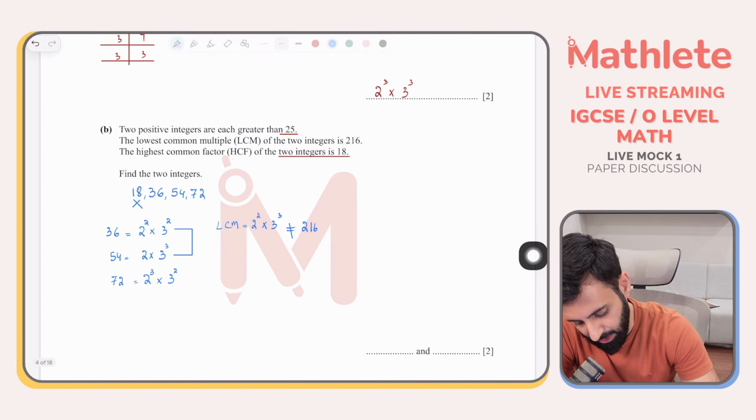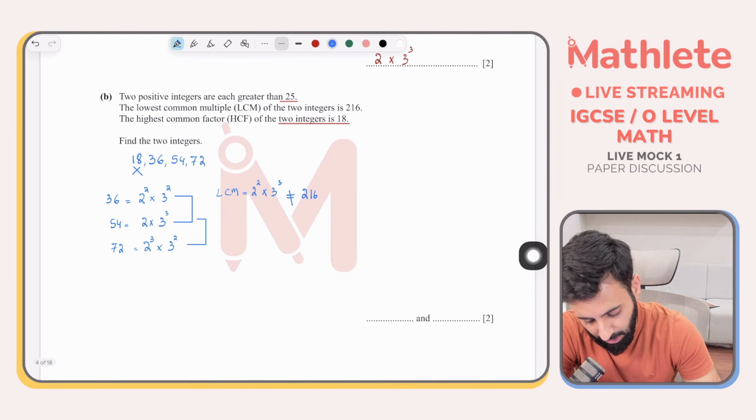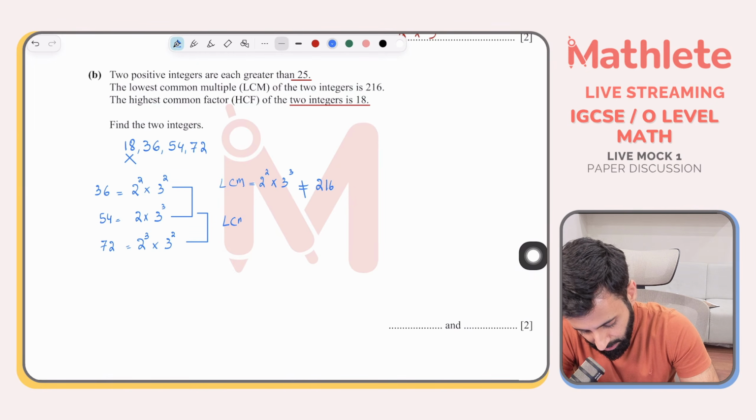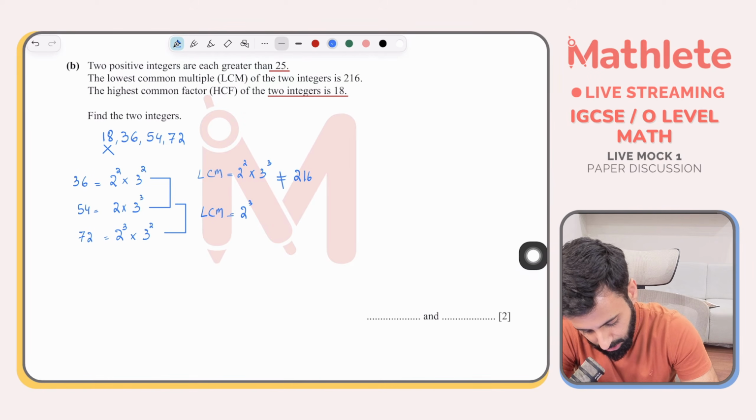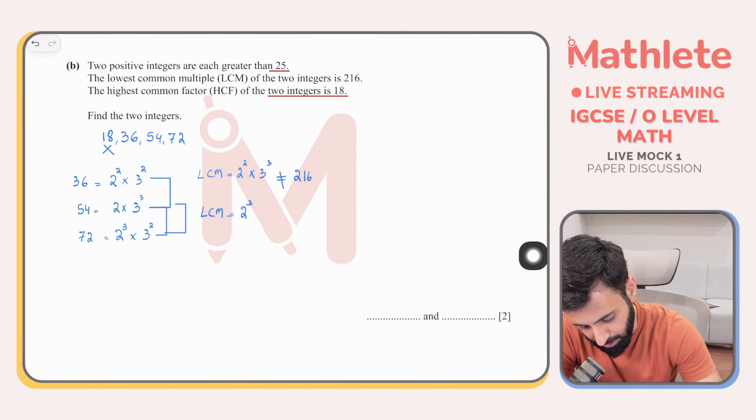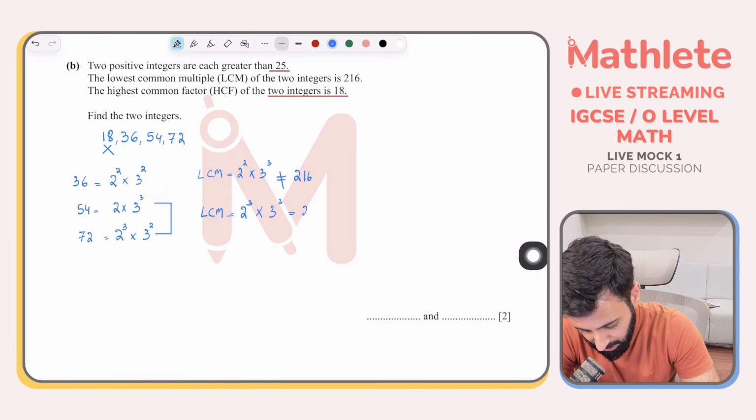Okay. Let's try these two numbers. Let's try 54 and 72. Let's take their LCM. If I take their LCM, we have 2 and 2 cube. Who wins? 2 cube wins. Then we have 3 cube and 3 square. Who wins? Now remember, I'm comparing these two numbers. We're comparing the powers, the higher one wins. Why? Because we're taking out the LCM. So 2 and 2 cube, who wins? 2 cube wins. 3 cube and 3 square, who wins? 3 cube wins. So this is equal to 216.